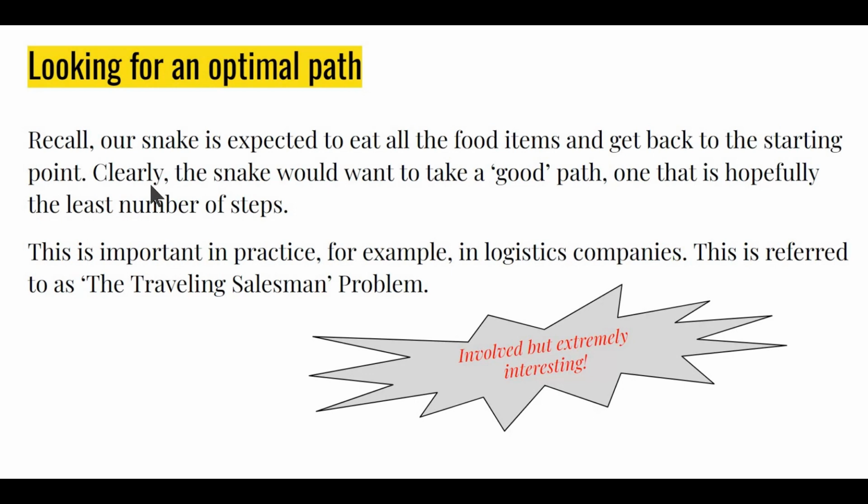Now, in fact, this is an extremely important business problem, which is called the traveling salesman problem. This is important, for example, in logistics companies, in companies that are doing deliveries, and so on, because this directly impacts their profitability. You can imagine that if a salesman is going around, has to visit multiple places, better that the salesman does that in an optimal way.